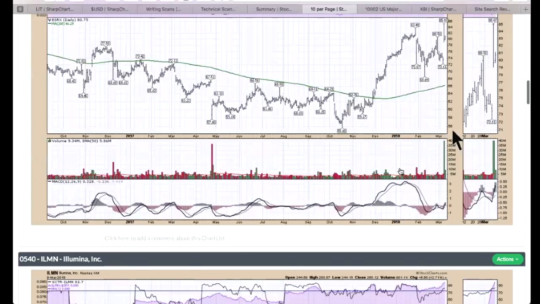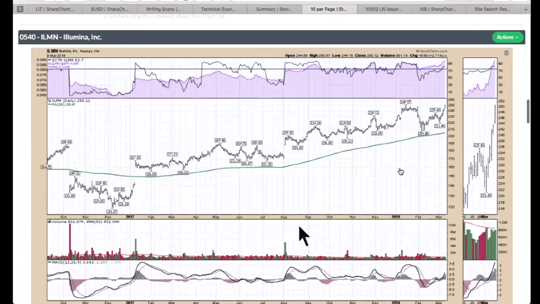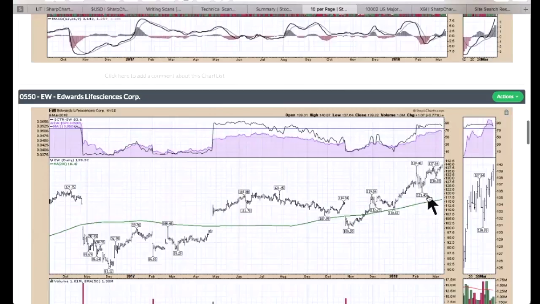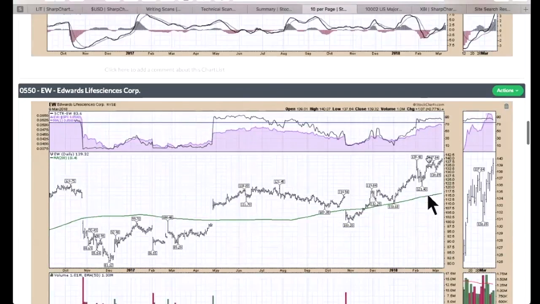Anyway, my point would be that there's lots of simple ways to go look at the market, and we want to stay bullish because we're breaking out to new highs. The other thing to point out is, here's Edwards Life Sciences. Remember how rough the market was in February. This barely even pulled back and just kept on going.